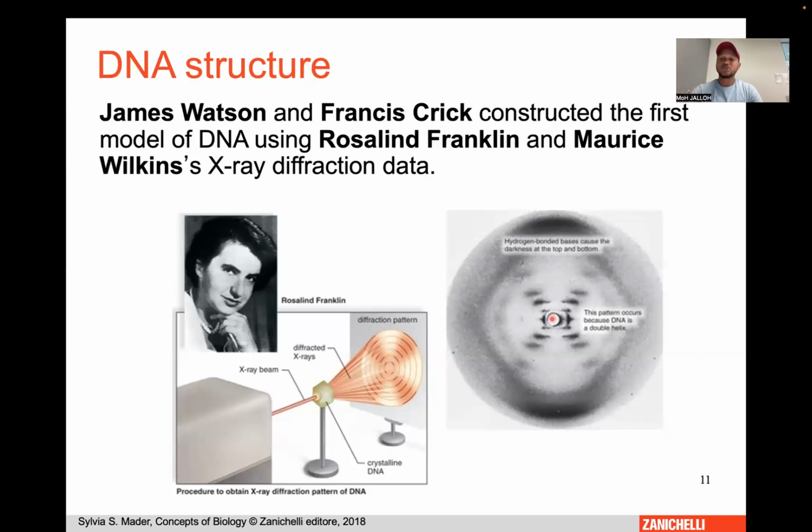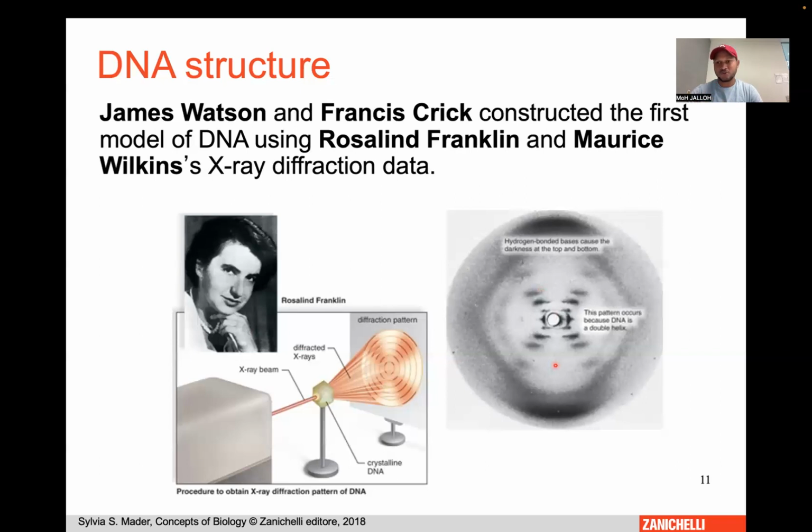So this picture is called Photo 52, right? Photo 52 was the 52nd image that Madame Franklin had taken from her experiment, and she placed it somewhere. And James Watson and Francis Crick were the ones that visited her lab, one of them, and took this image from her desk without her consent.